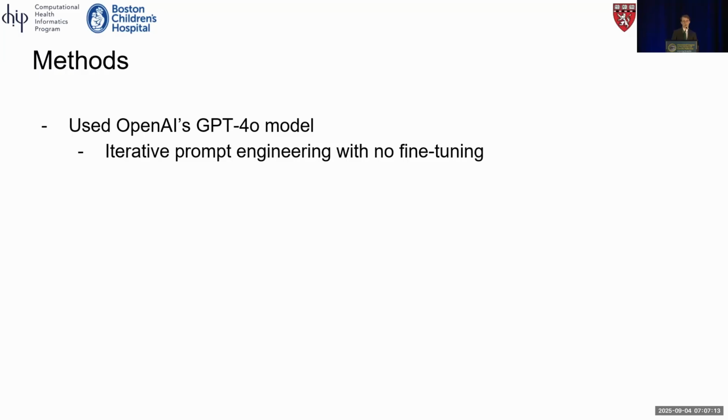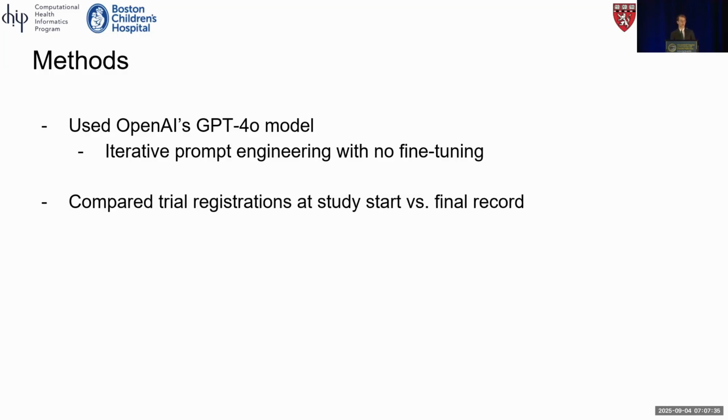So the large language model that we chose to use was OpenAI's GPT-4o model, which was one of the smartest models available when we were conducting this research at the end of 2024. We didn't do any fine-tuning of the model, but rather we iteratively developed a detailed prompt instructing the model on precisely how to identify the kind of changes we are looking for. So for each trial, the model compared the record at the beginning of the study to the most recent record available in ClinicalTrials.gov.